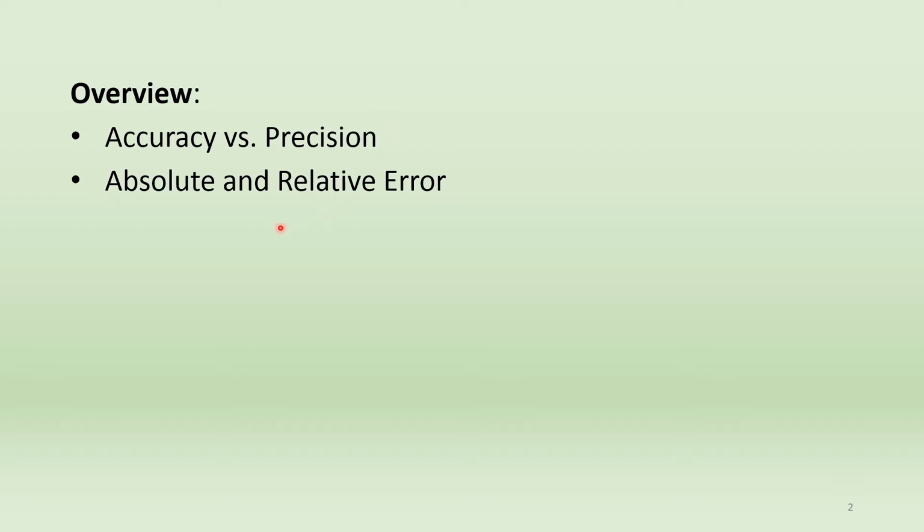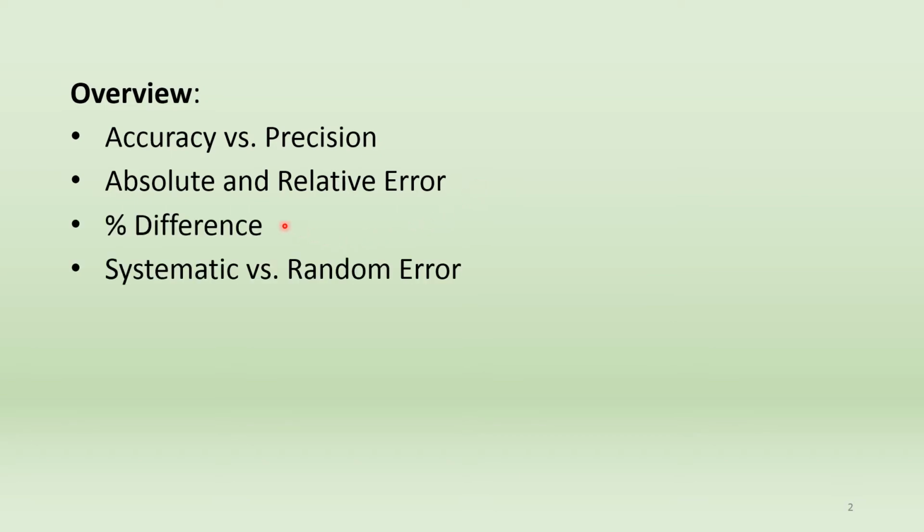So here's a quick overview of this video. First we'll look at accuracy versus precision, then absolute versus relative error, sometimes called percent error. We'll look at calculation of percent difference, and finally distinguish between systematic and random error.